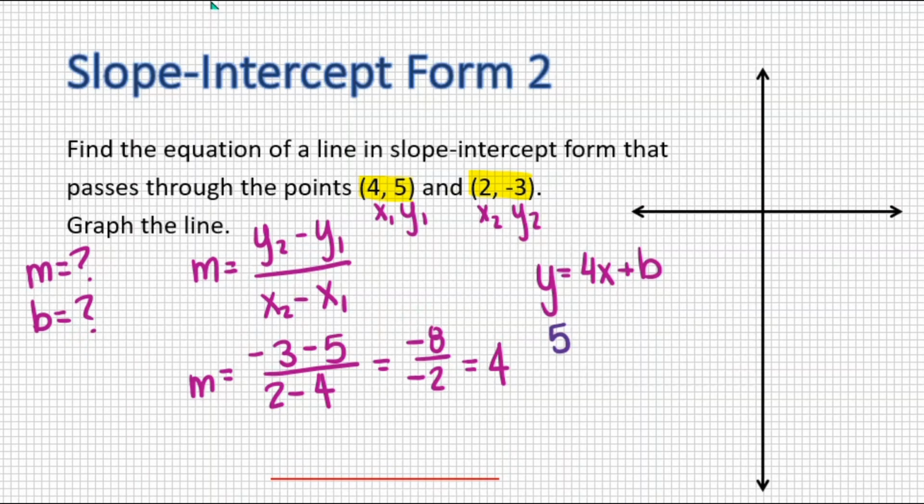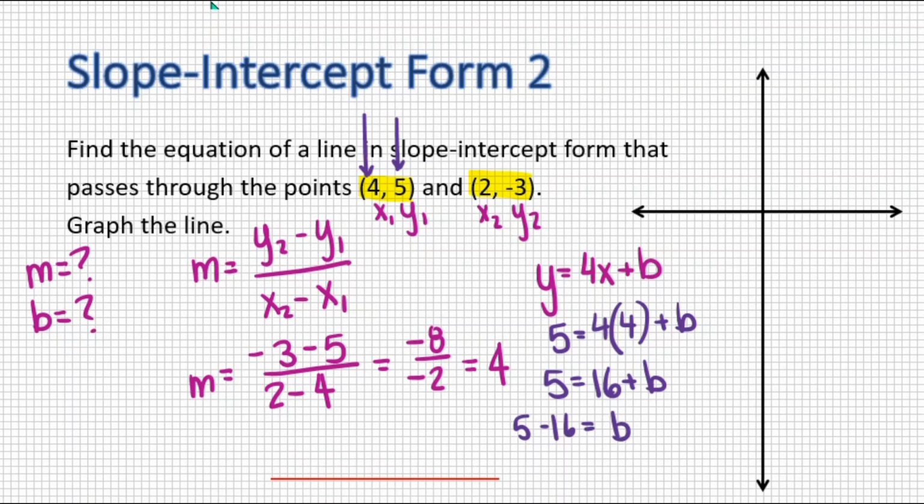5 from the point, this 5 here, equals 4, the slope, times the 4 from the point, plus b. 5 equals 16 plus b. A little bit of algebra. 5 minus 16 equals b. b equals negative 11. So the equation of my line, remember to sum it all up, is y equals 4x minus 11. Now we're going to graph it.